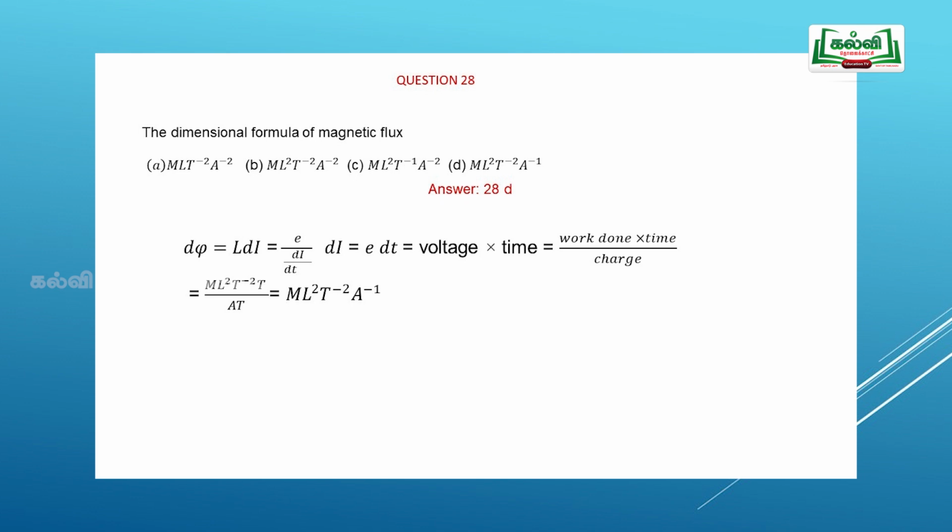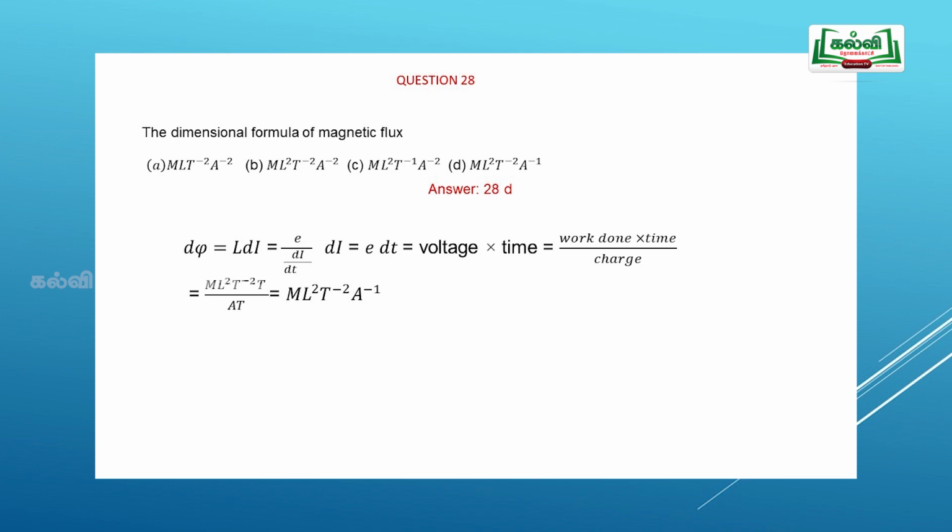We have been defining it, right? d phi is equal to L di by dt. Then L is equal to E by di by dt. So, di is equal to voltage into time. Then what is voltage? Work done per unit charge is voltage.